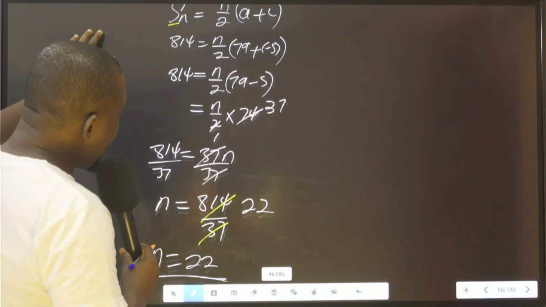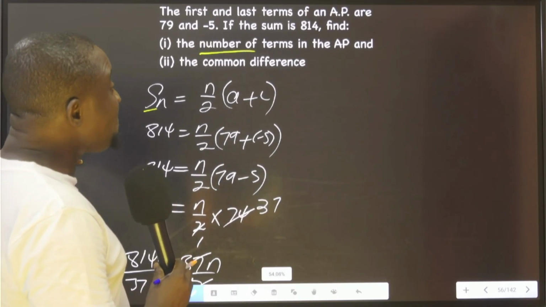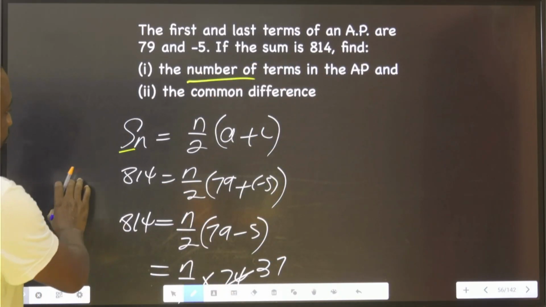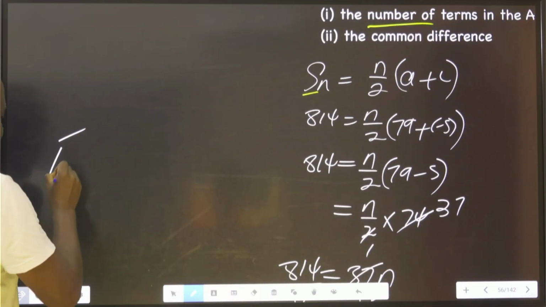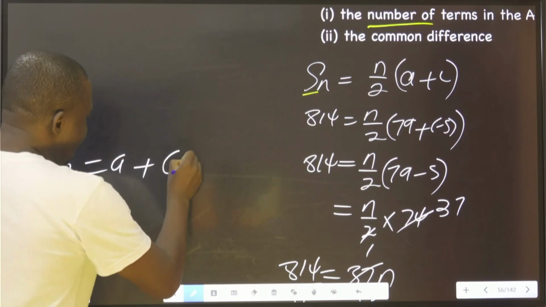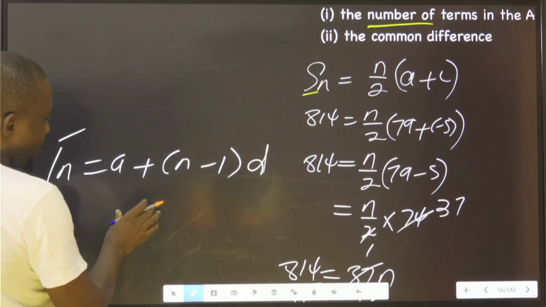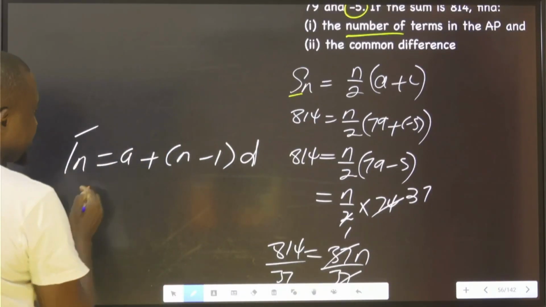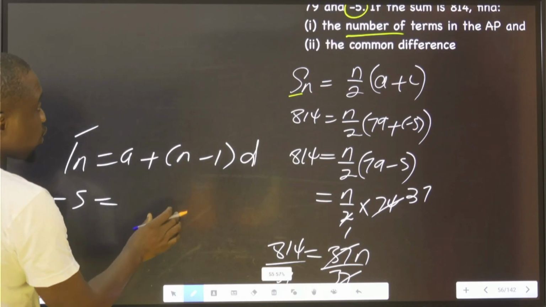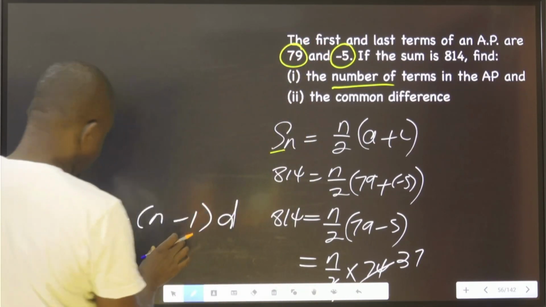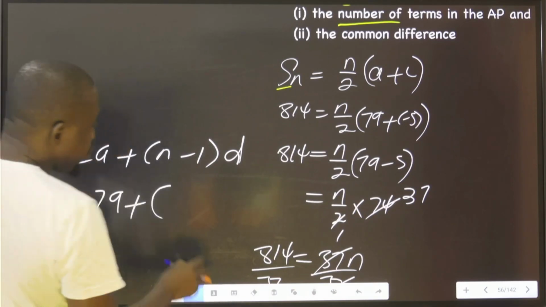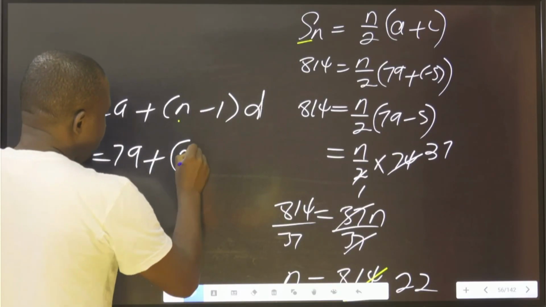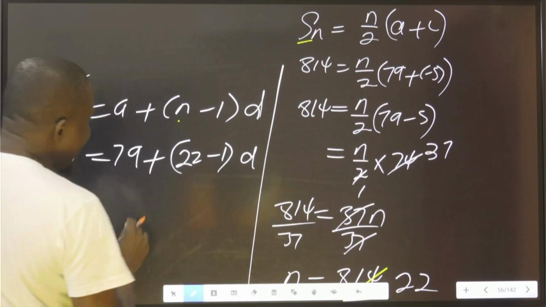So it means the total number of terms is 22. What about the common difference? We can find the common difference from where? From any of these, because now we can come here to say this equals a plus n minus 1 d. What is the last term? It was given to us as minus 5. What was the first term? It was given to us as 79. Do we know the number of terms now? Of course, 22. Now we can find d.